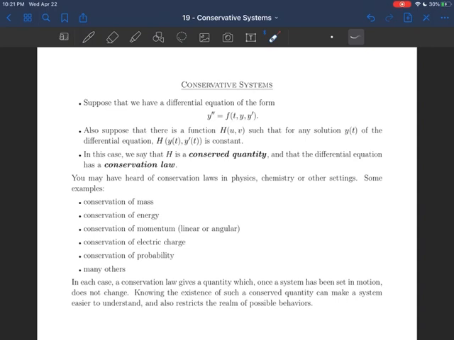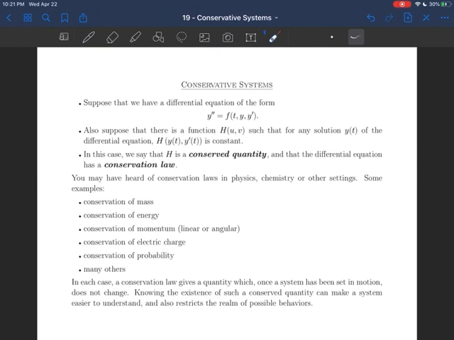We begin with a differential equation that's second order. So y double prime equals f of t, y, and y prime. And this is basically any second order nonlinear differential equation. We can convert these to systems if we want. We can convert them to first order systems in the ways that we've practiced.